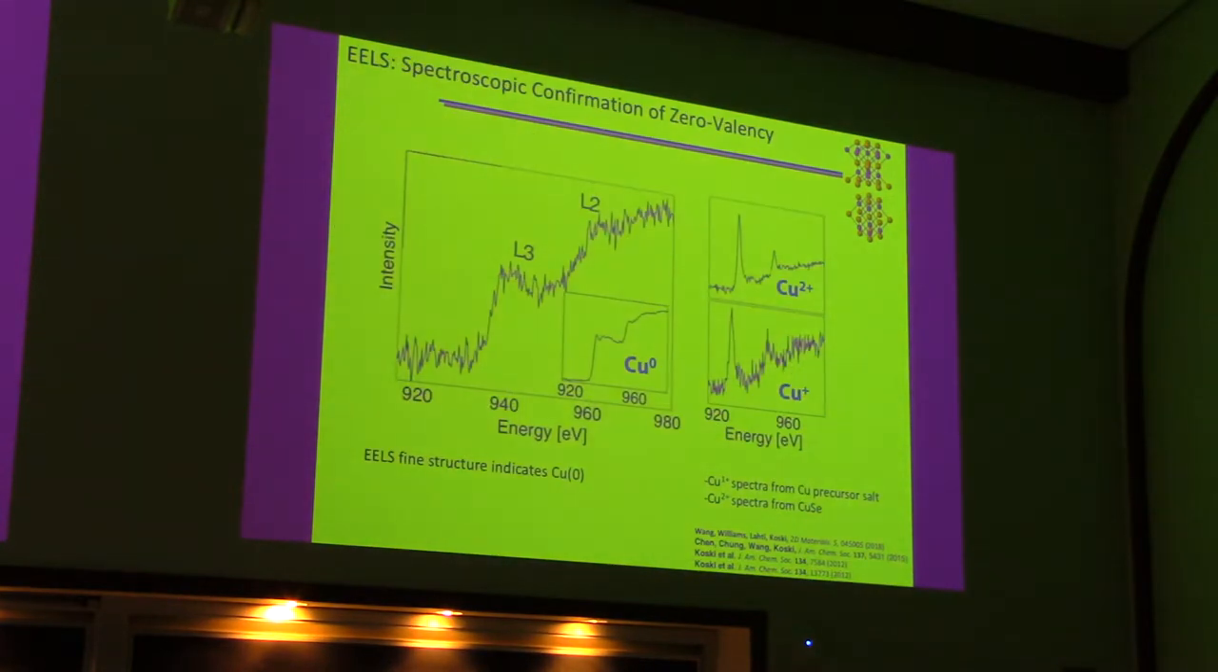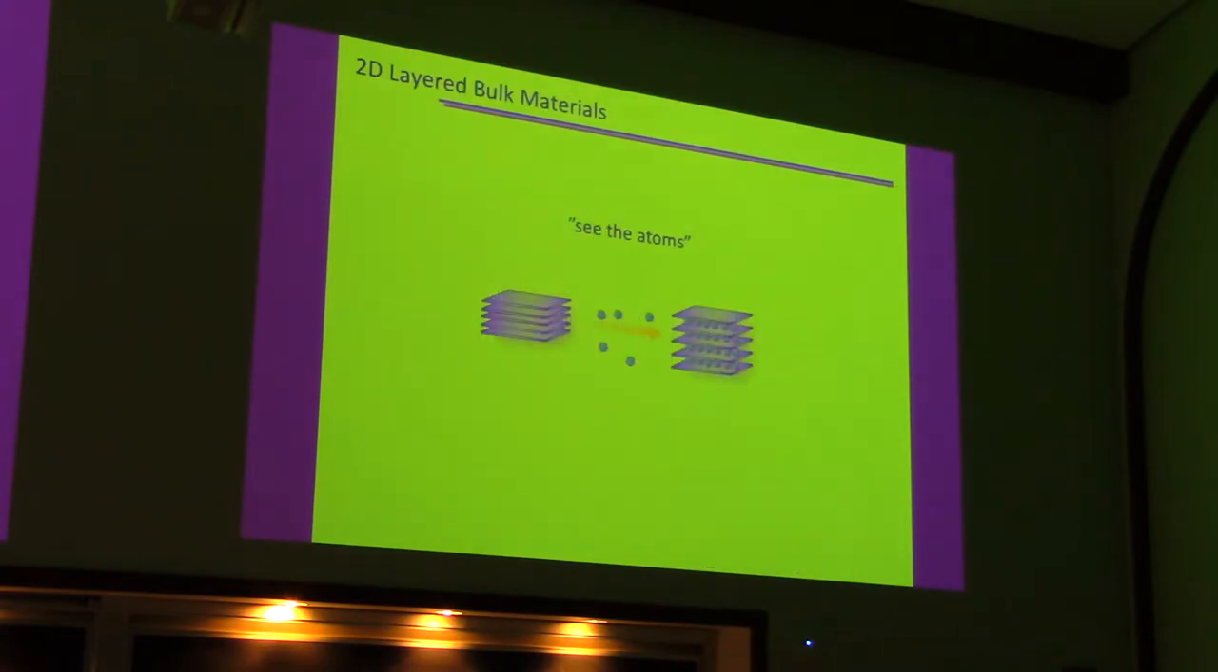How do we know that it's zero valent? We can do EELS, and we've looked at both nickel and manganese. In electron energy loss spectroscopy, all you do is compare the fine structure, the actual data, to some standards. So there's copper zero, copper two plus, copper plus. Which one does it look like? It looks like copper zero. We have copper zero metal sitting inside a layered host of bismuth selenide.